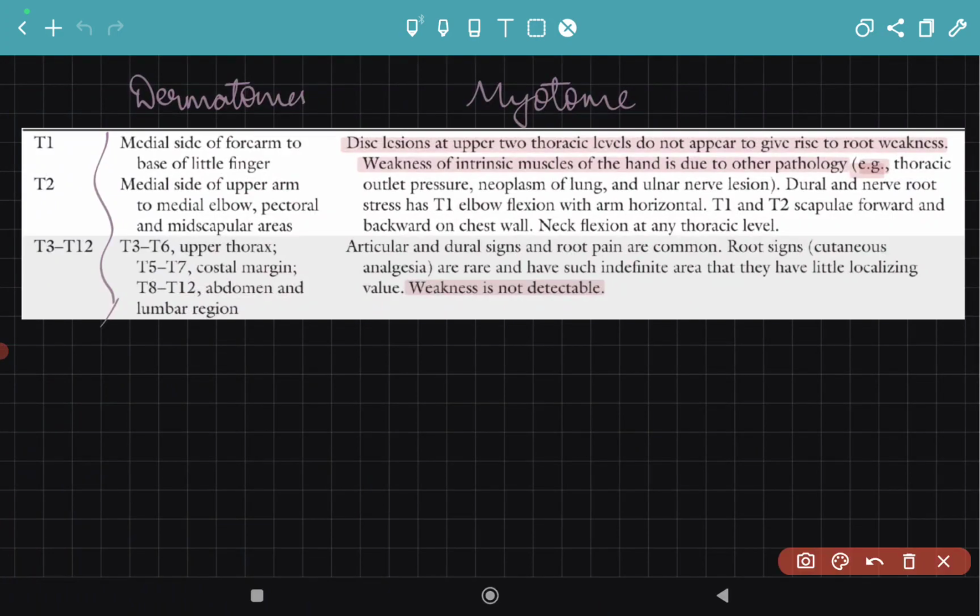So as discussed over here, disc lesions at the upper two thoracic levels do not appear to give rise to root weakness, weakness of intrinsic muscles of the hand, which is finger abduction, adduction, which for T1 we considered and tested also. But including that T1 part, T1, T2 and T3 to T12, if we consider intrinsic muscle weakness of the hand, that is due to some other pathology. For example, it can be due to thoracic outlet pressure, neoplasm of lung, ulnar nerve lesion, etc.